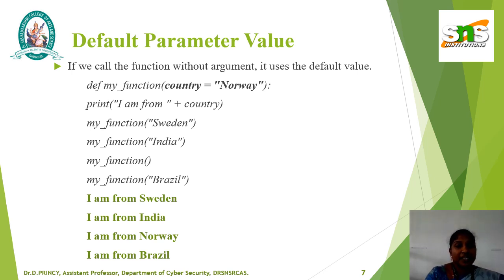For example, def my_function country equal to Norway. My_function Sweden. I pass the value Sweden, so Sweden is assigned to country. I pass India, India is assigned to country. In the third calling statement, I do not pass any value. That time Norway will be assigned to country. The fourth calling statement passes a value as Brazil, so Brazil is assigned to country. So I am from Sweden, I am from India, I am from Norway, and I am from Brazil is the result.